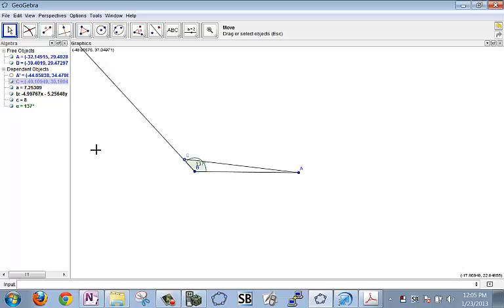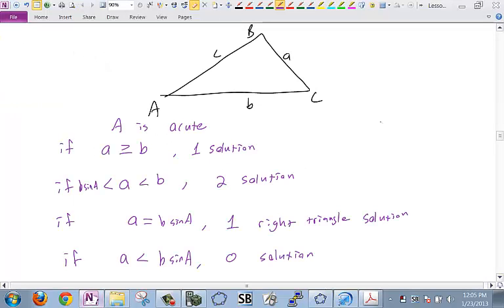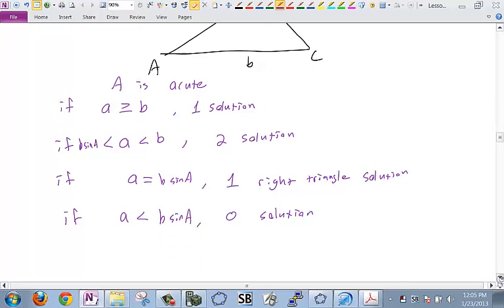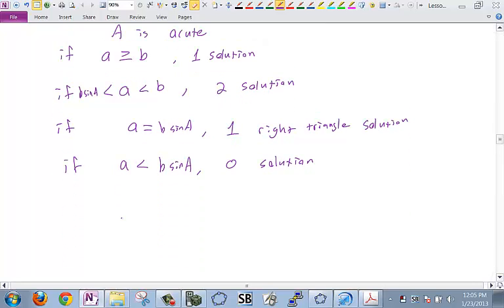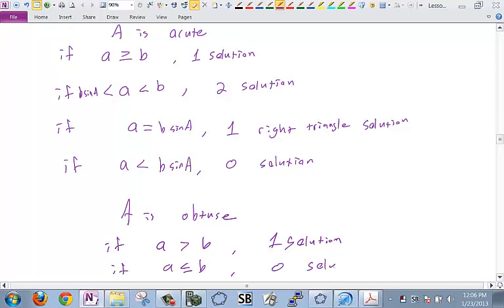So the case where the angle is obtuse is much, much easier. If A is obtuse, then if A is greater than B, one solution. Otherwise, if A is less than or equal to B, none. So that's what you have to memorize. Hopefully, you know me, I'd rather you understand all of this rather than just memorize it. But worst case scenario, you just memorize all that.